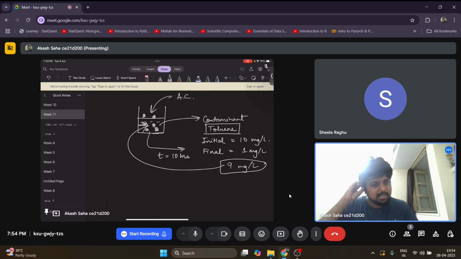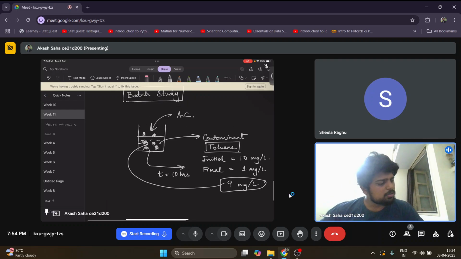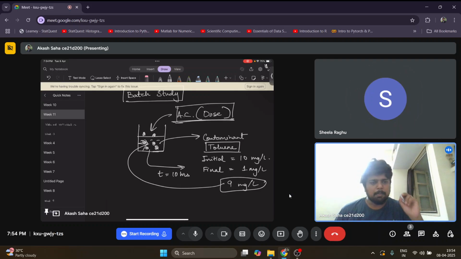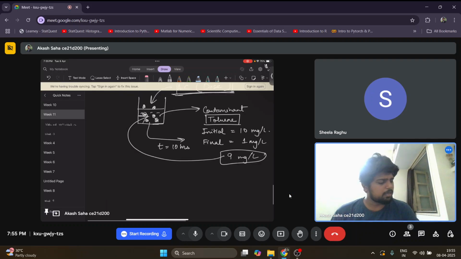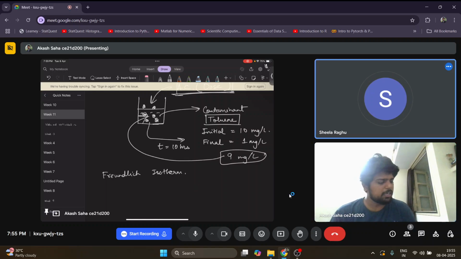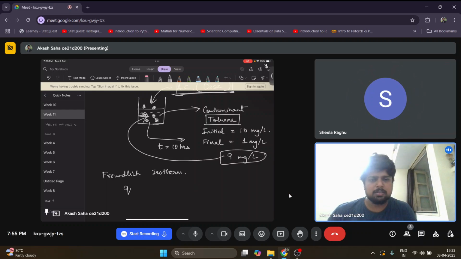So our main aim is to find out the dose of this activated carbon. How to get it? Basically, most of the time some particular isotherm or some particular equation will be followed. If it is following a Freundlich isotherm, that equation says that the adsorption capacity q, which is in milligram per gram, is equal to some constant KF into the final concentration to some power.